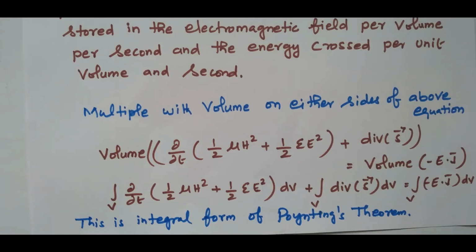So in this video we discussed the intrinsic impedance or characteristic impedance, the Poynting vector, followed by the Poynting theorem, the proof of the Poynting theorem. Finally we got the integral form of the Poynting theorem.